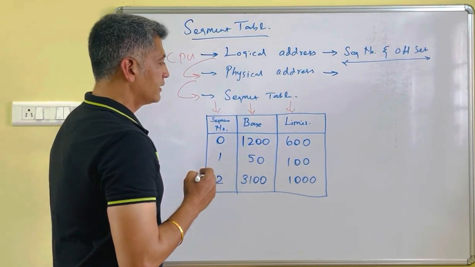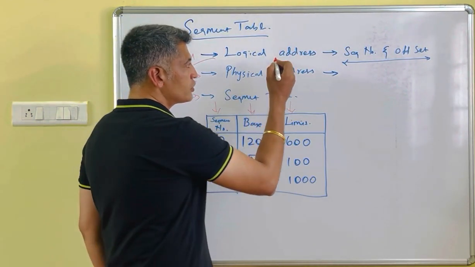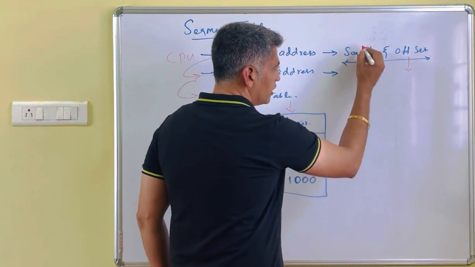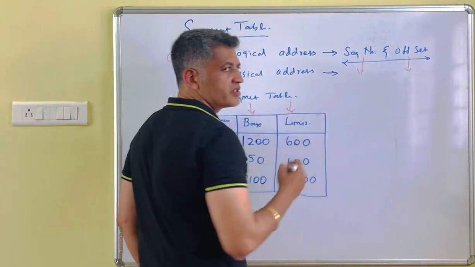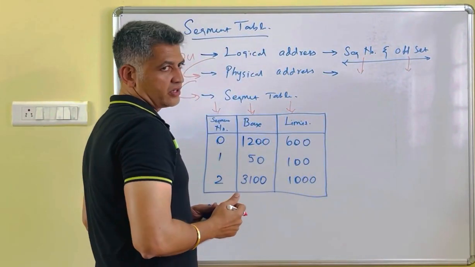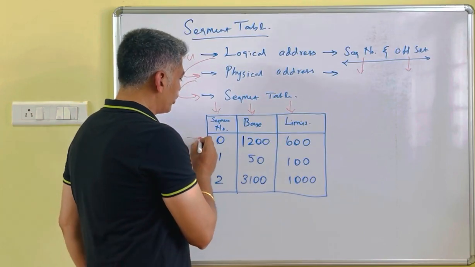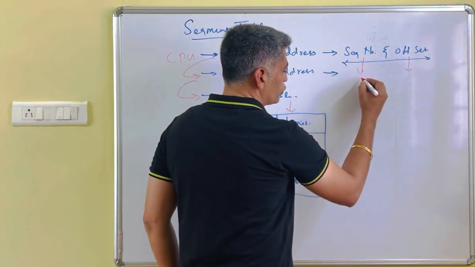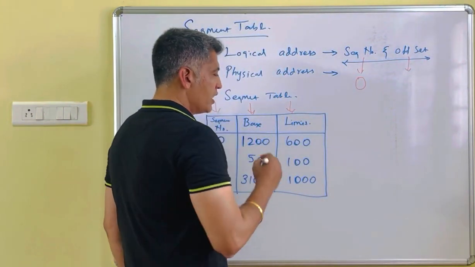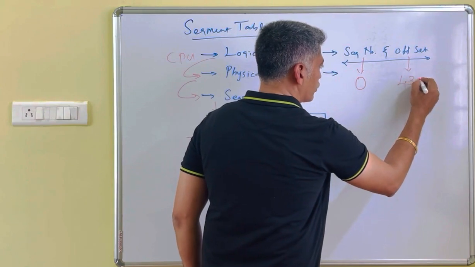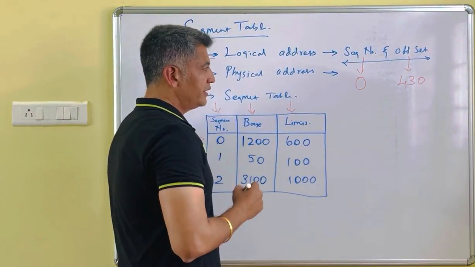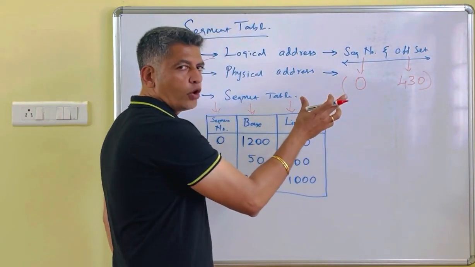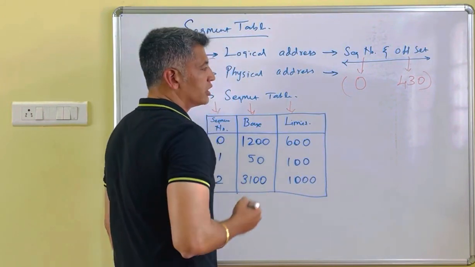Now you need to understand how the logical address will be generated. The logical address has two components: one is the segment number and the second is the offset. For example, consider segment number 0, with an offset of, say, 430. This is the view of the logical address, and it needs to be converted into a physical address.